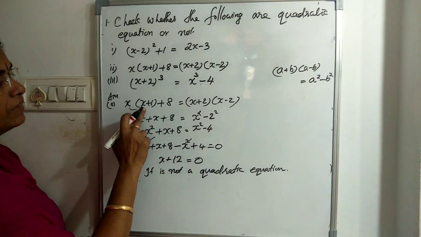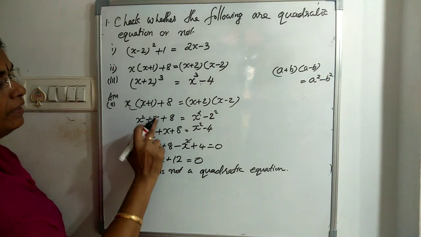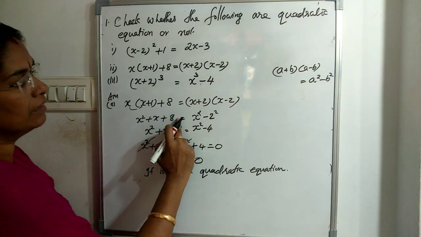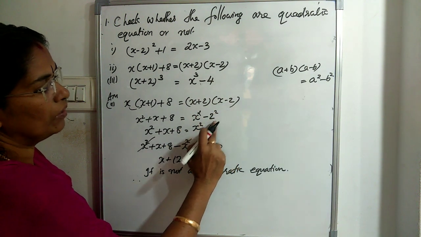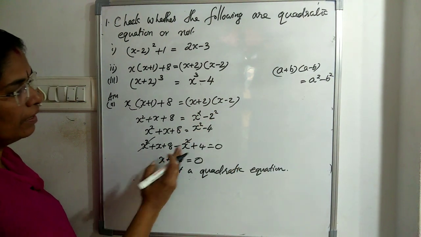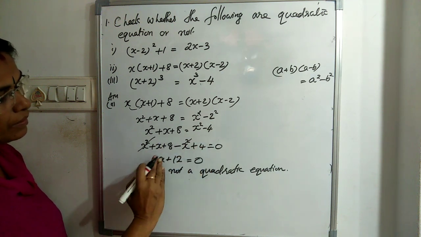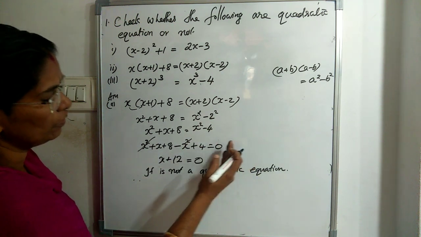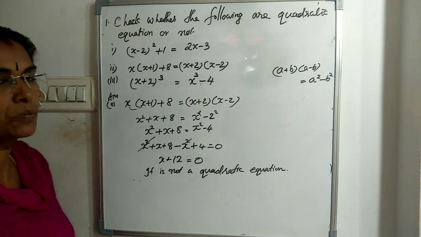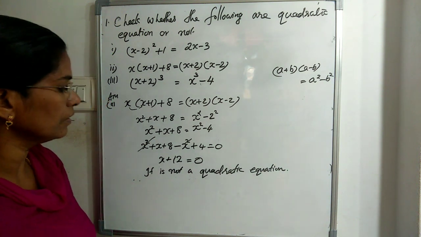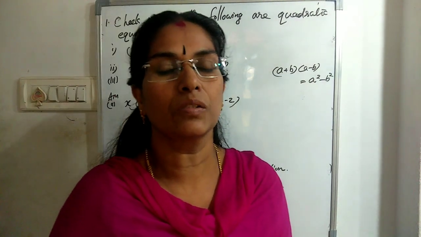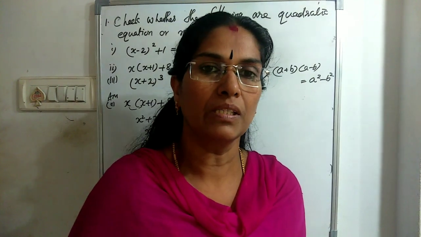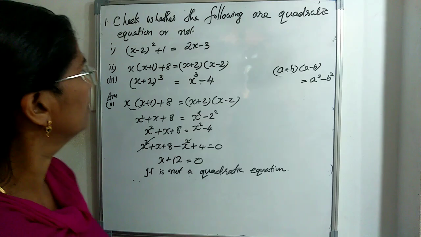First we multiply x with x, then x square, x with 1, x, plus 8 already here. Here we are applying the a plus b into a minus b form, and solving. We will get x square minus 4. We take all the terms to the left side and make it equal to 0. After solving you will get x plus 12 equal to 0. It is not a quadratic equation because it is not in the form ax square plus bx plus c equal to 0. Okay. One more question we can do.